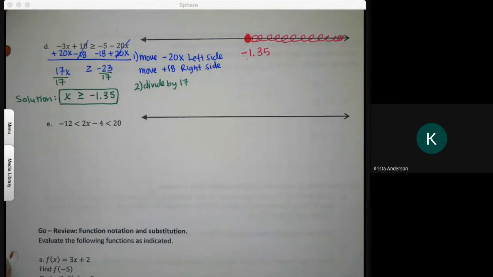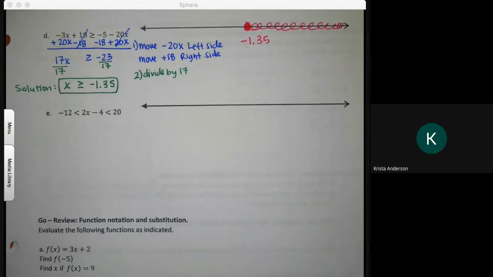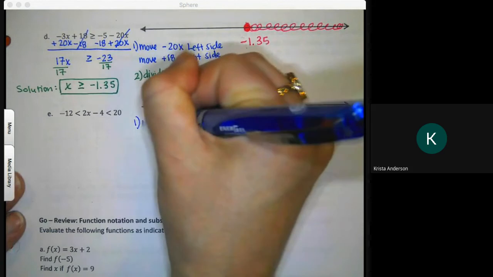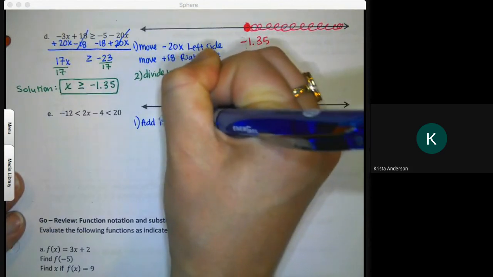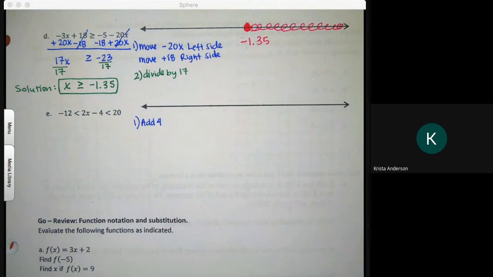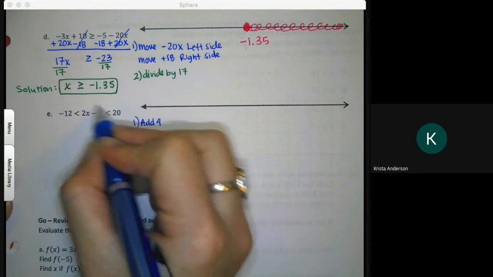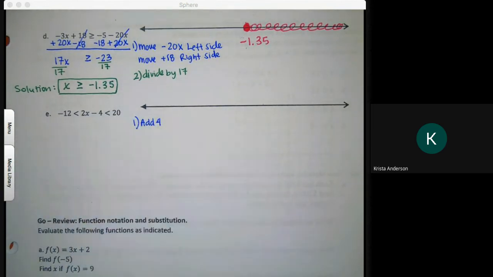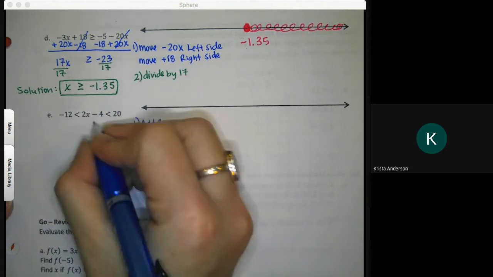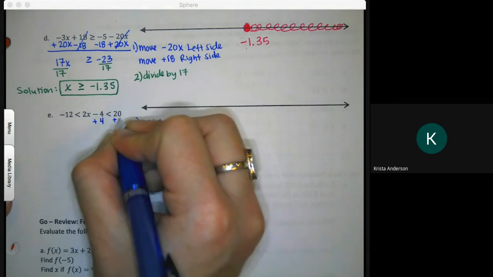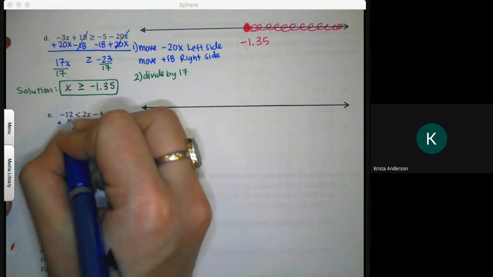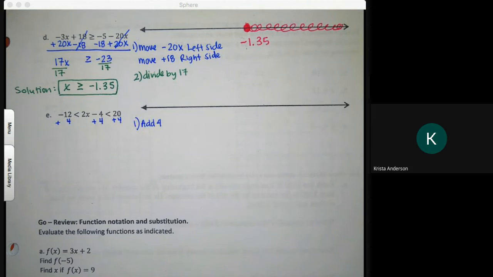On E, where is the X? It's in the middle with a 2 and a -4. I will first add 4. Now this one is very different because how many pieces are there? There's 1, 2, 3. I have to do the same thing to all 3 pieces. So if I add 4, I have to add 4 and add 4. I have to do it to every piece. So they're all treated equally.